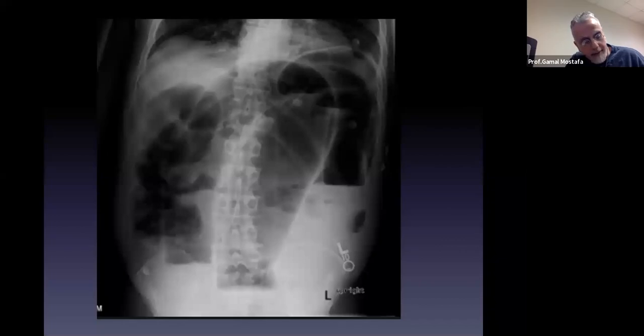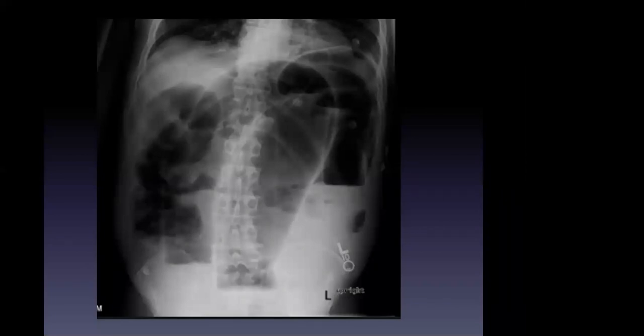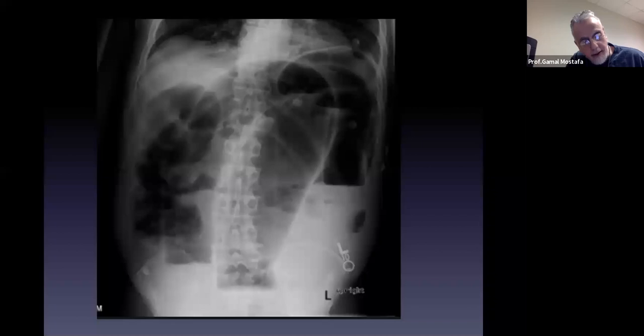Does everyone agree, guys, that we're taking this patient to the operating room? It depends on the general condition of the patient after I took a good history and I do thorough examination. Okay, is there any chance that this patient is not going to the operating room?